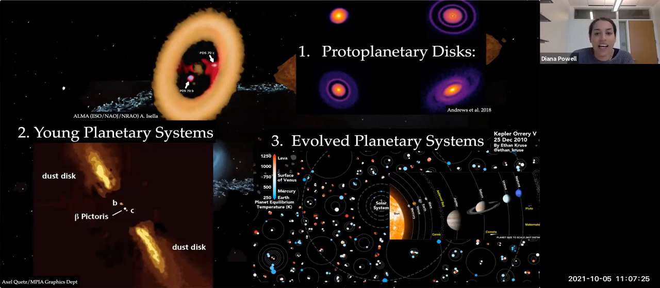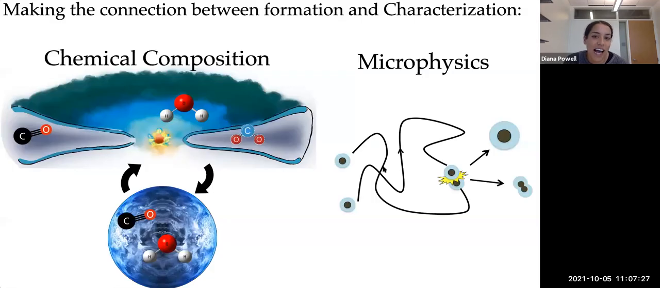And so with all of these data, this is really the era to start actively connecting planet formation to planetary characterization. And the way that I approach understanding planet formation and evolution is from the perspective of chemical compositions using microphysics. And in particular, my research program focuses on using microphysical theoretical tools to determine how the chemical composition of disks relates to that of planets and vice versa. And so I'll get back to discussing microphysics in more detail in just a moment. But before I do that, let's talk about making this connection.